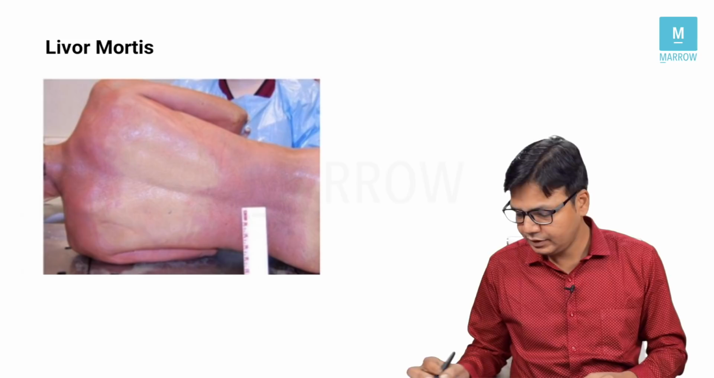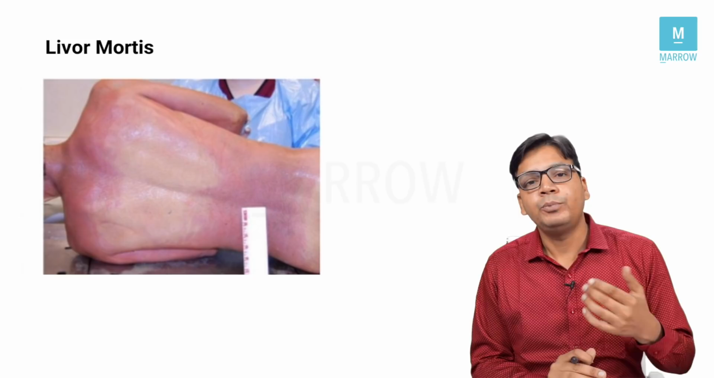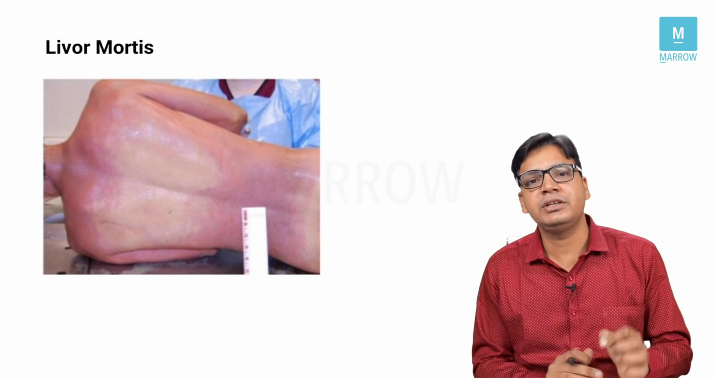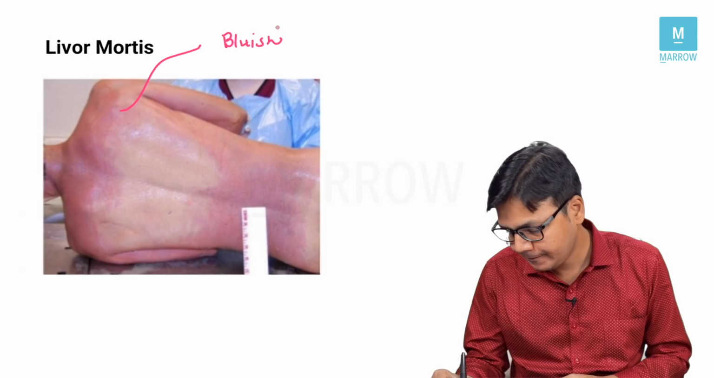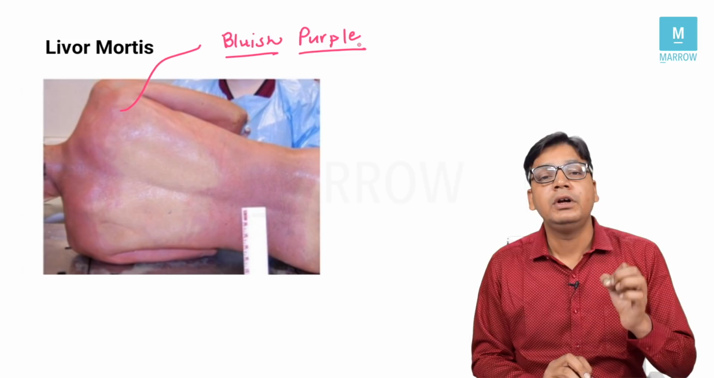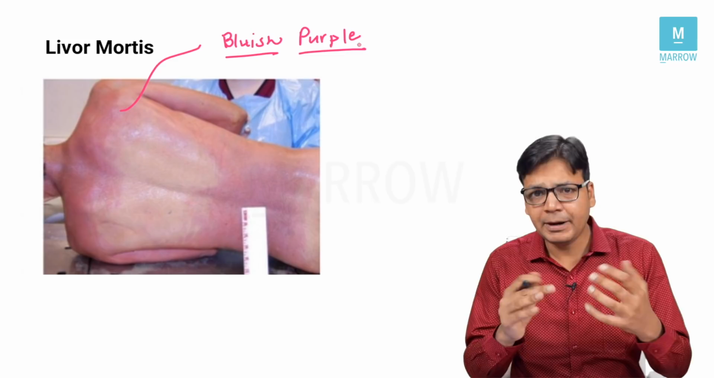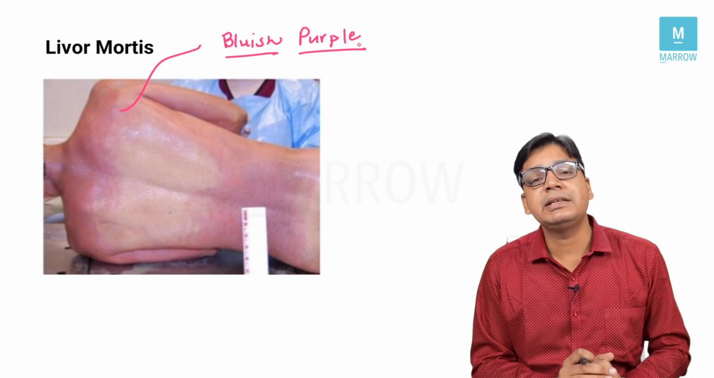Now, sir, this is livor mortis. Actually, if you see, livor mortis is a postmortem staining. After death, you have staining of the skin. This is known as postmortem staining or livor mortis. And there is a bluish purple discoloration, of those parts of the body which are dependent parts. Dependent part means the part which is not touching the ground. There is postmortem staining. This is a bluish purple discoloration, and this is known as livor mortis.